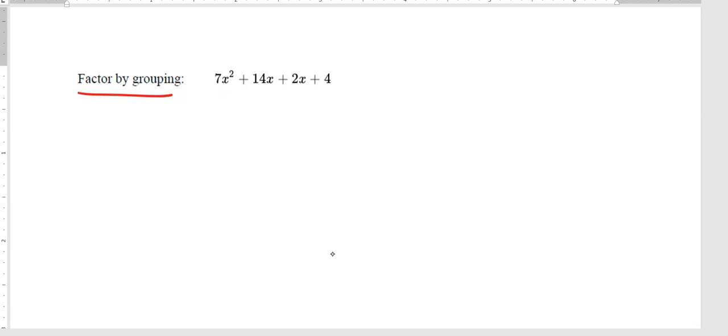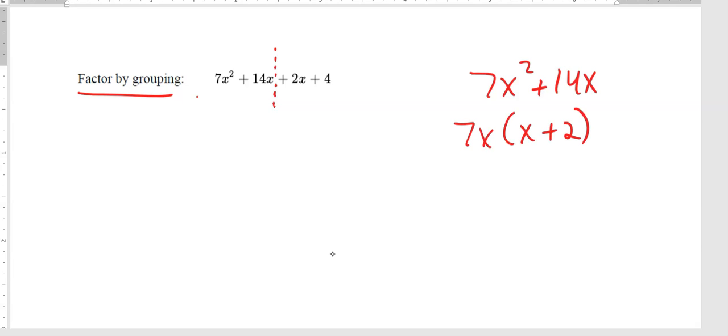When you factor by grouping, all you need to do is break it into 2 mini problems. So I'm going to first look at 7x squared plus 14x. And I'm going to factor out the greatest common factor. And in this case, my greatest common factor is 7x. So I'd have 7x times x plus 2. If you're struggling with this, write the prime factors above each term. And that's the bottom of the factor tree if you make a factor tree.